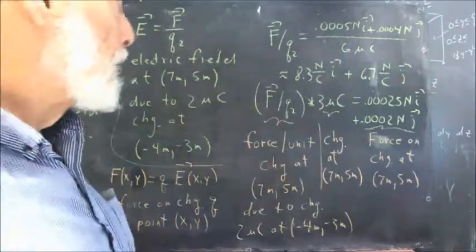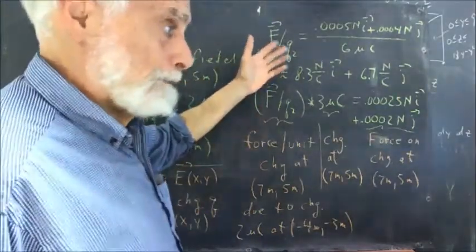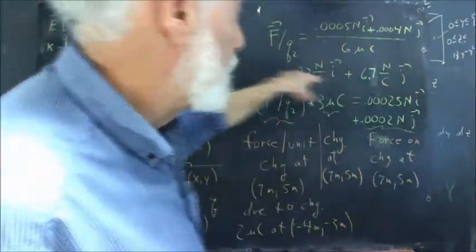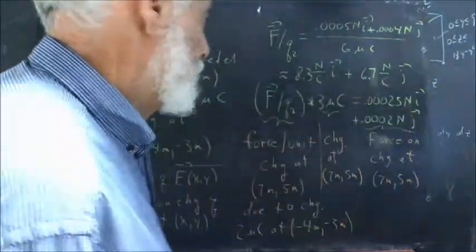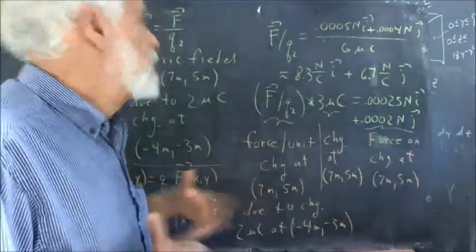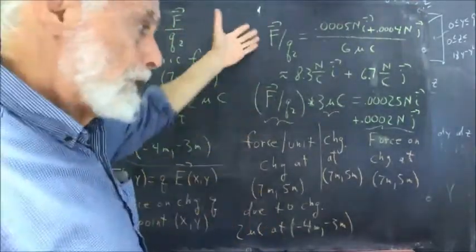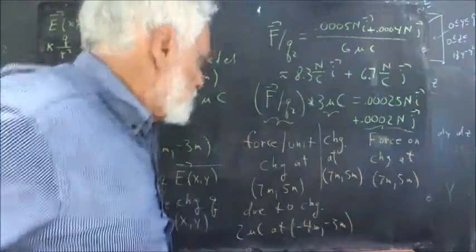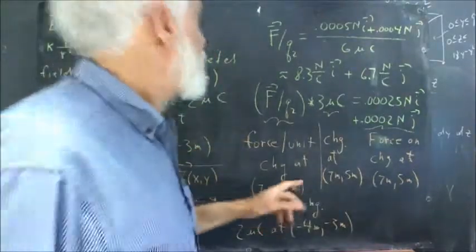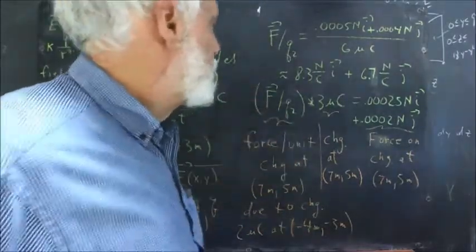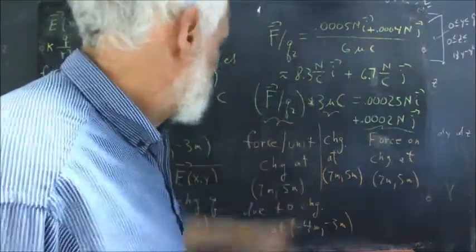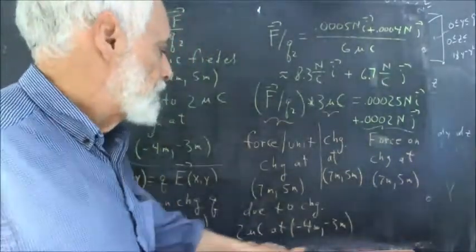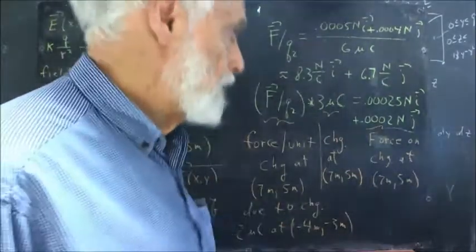If we multiply this then by any charge that we want to put at point 2, if we want to change Q2, we just have to multiply this by whatever that charge is. And you should understand deeply why that's the case, just in terms of the basic arithmetic and algebra of the situation and the proportionalities involved, etc. Okay, so force divided by Q2, that's your force per unit charge at 7 meters, 5 meters, due to the charge 2 microcoulombs at -4 meters, -3 meters.